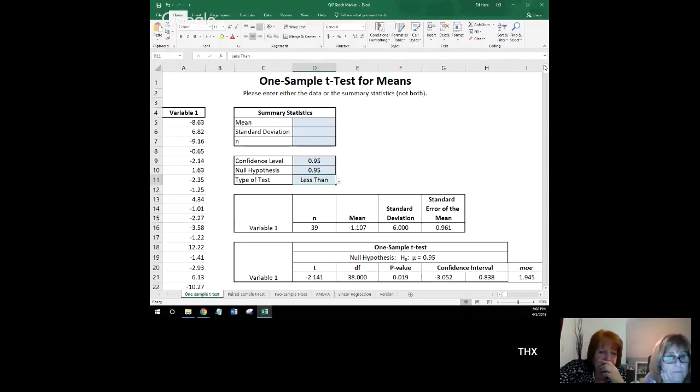Yeah, it looks funny. Okay, so I've got a p-value of 0.019. Is that what you guys have? Yep. 0.019.